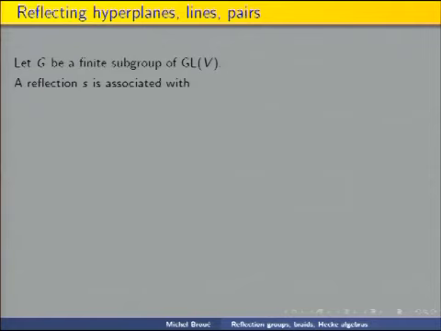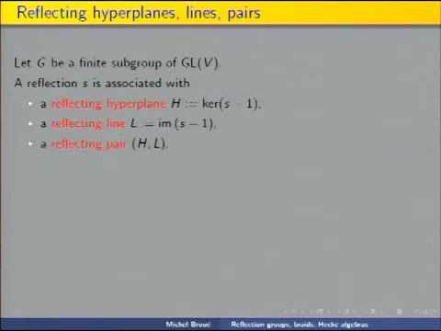So in order to do that, let me say a few elementary things about reflections. Let G be a finite subgroup of GL(V), and a reflection s in G is associated, of course, with the reflecting hyperplane, the set of fixed points, and a reflecting line, which carries the eigenvalue, the root of unity, and what I call a reflecting pair, putting them together. And of course, we have that H plus L is V. Remember, we are working with a finite group in characteristic 0, so everything is simple.